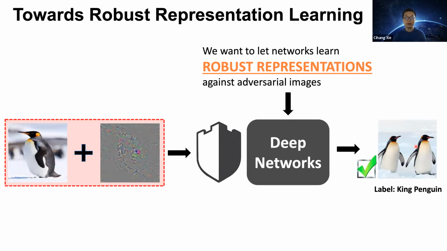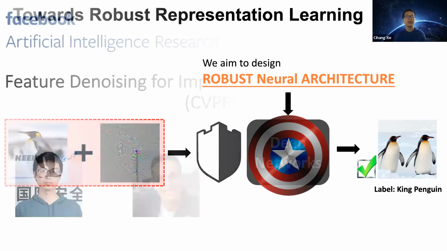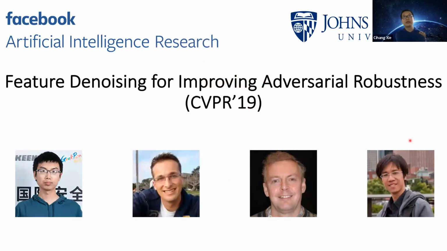And my special take on this part, building robust representation, is by designing robust neural architectures. Basically, this part involves three works. The first work that I'm going to talk about is feature denoising for improving adversary robustness. This is pretty old work, CVPR 19, 2 years ago, right? But I still want to talk about this as this is the first work that established for me the evidence that we really can find some robust architectures to get better robustness.